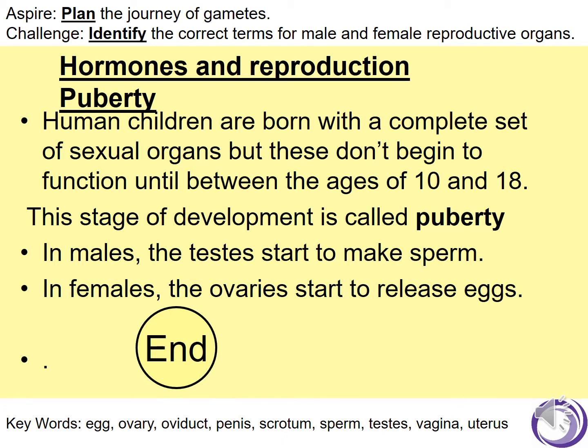Okay, there's a lot of detailed information on the page that you have just written on, so let's just be careful again. First of all, the development stage is called puberty, and the testes start to make sperm in a boy, and the ovaries start to release eggs in a girl. That's your main points that I need you to remember from that slide, and we're going to recall those later in the lesson.